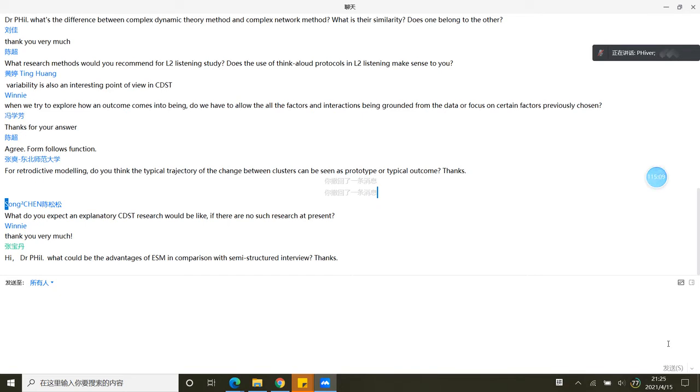Very interesting question. Someone asks, what do you expect an explanatory research paradigm to be like if there's no such research at present? So I think this is something that still stumps me. I'm still working on an answer to this, and I think many scholars are. In our field, as an applied field, we're interested in lessons, takeaways, applications. And especially for language teachers, we want to know, so what? What now? What can we do with this information? And so far, complexity theory hasn't given us those takeaways or those lessons.